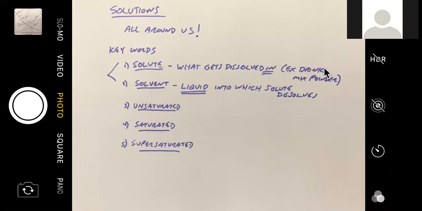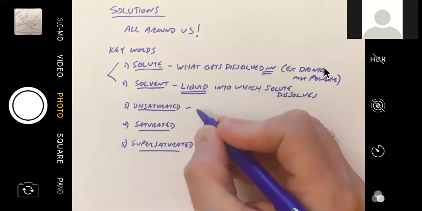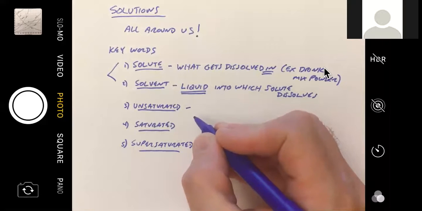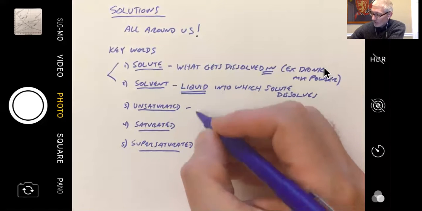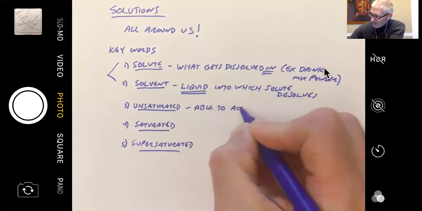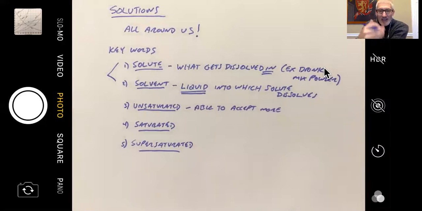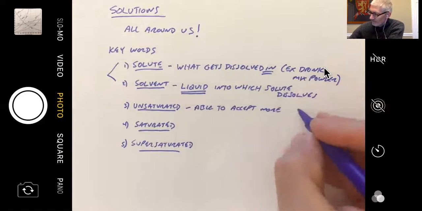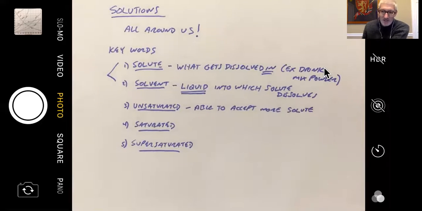Yeah, so unsaturated means you can keep putting more stuff into the solution. Okay, let me write that down real quick. So it is able to accept more, and let's use the fancy word here. It's able to accept more solute or solvent, Stella? Solute. Solute, yeah, these 2 words are easy to mix up, so that's why I want to emphasize it a little bit.